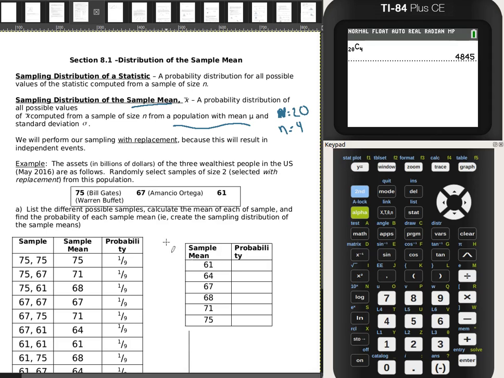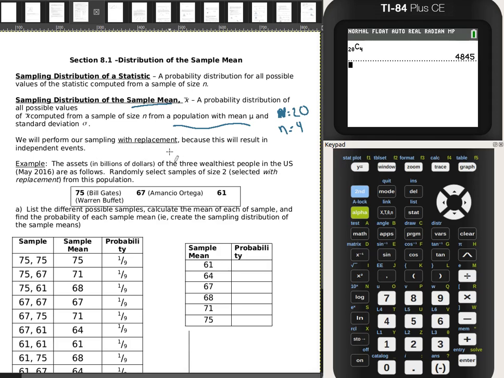I think, to be honest, it would become more clear by doing an example. And for our purposes, we're taking these samples with replacement, just so that the events are independent.